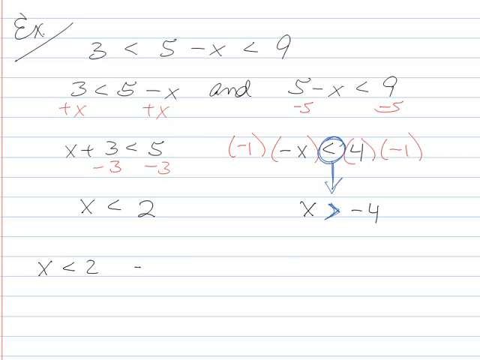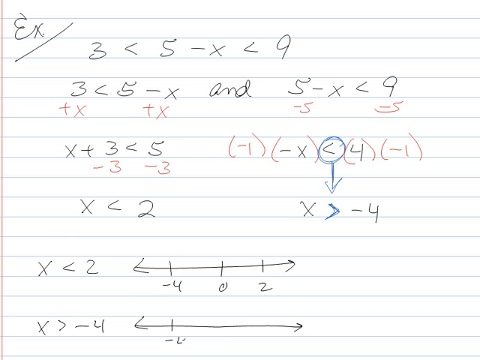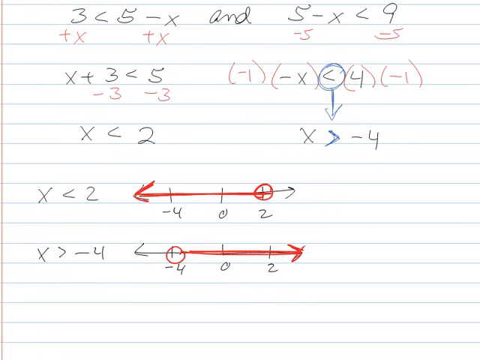X is less than 2. Oh, it's going to be negative 4. X is less than 2. X is greater than negative 4. Less than 2. Greater than negative 4. And we'll end up with x is less than 2 and x is greater than negative 4.